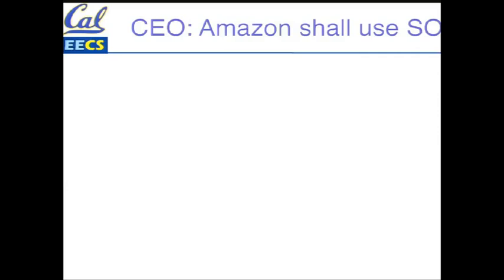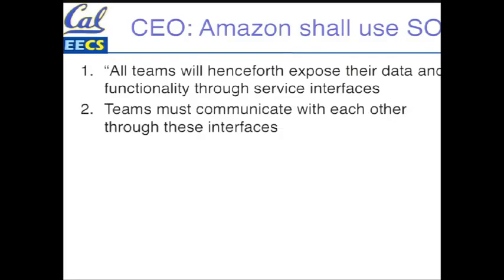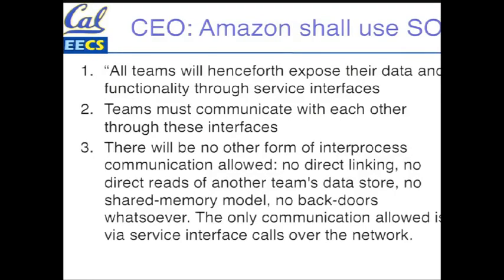Here's the first part of the email. And I'm quoting the blogger, so this isn't exactly word for word, but this is the essence of what he said. All teams will henceforth expose their data and functionality through service interfaces. This is from the CEO. Number 2, teams must communicate with each other through these interfaces. You're going to make them available, and everybody's going to have to use them. There are no other ways to communicate.